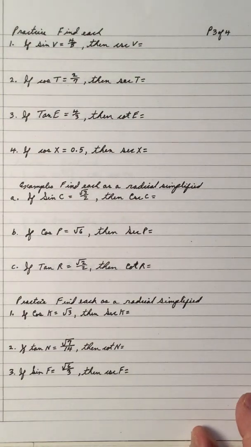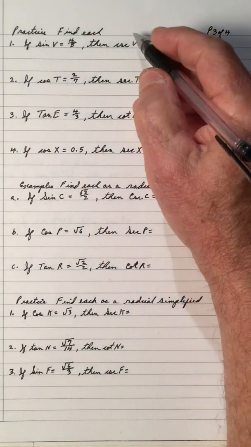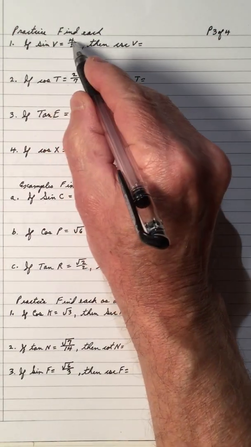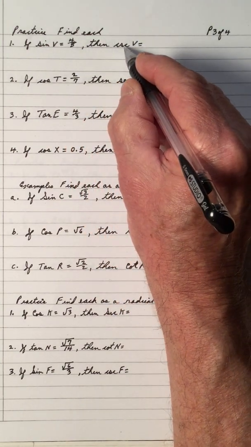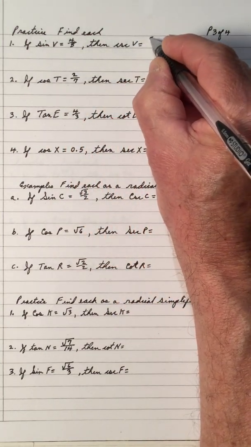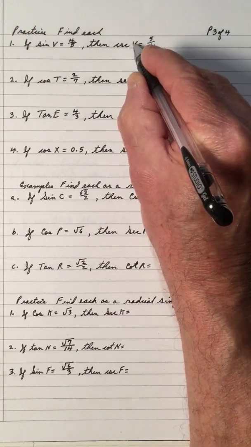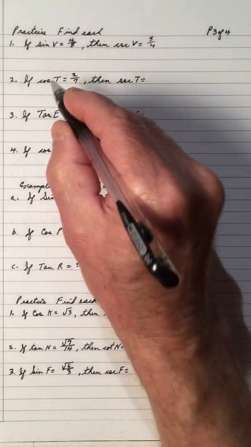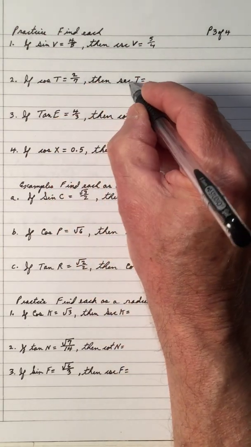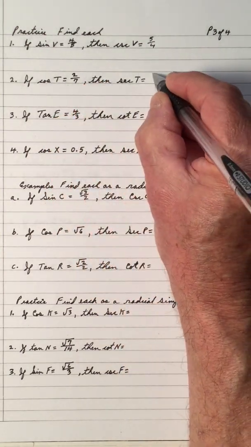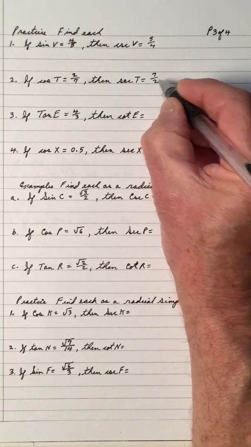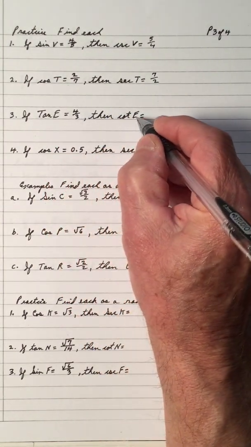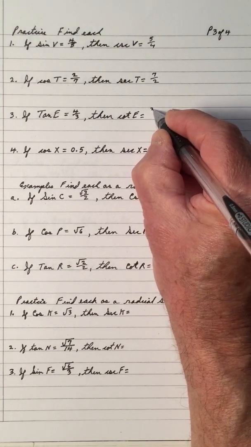Some practice. Practice means pause the video and work out each of these answers before I do. Again, the sine of V is 4/5. The cosecant is the reciprocal, so it's 5 over 4. The two angles have to be the same for you to just do the reciprocal. The cos of t is 2 over 7, and the secant of t is the reciprocal, 7 over 2. The tan of E is 4 over 3. The cot of E, same angle, is 3 over 4.